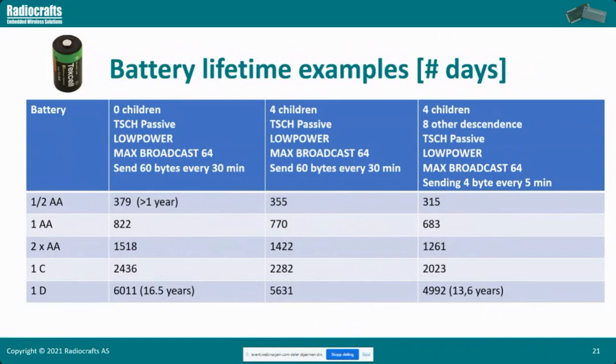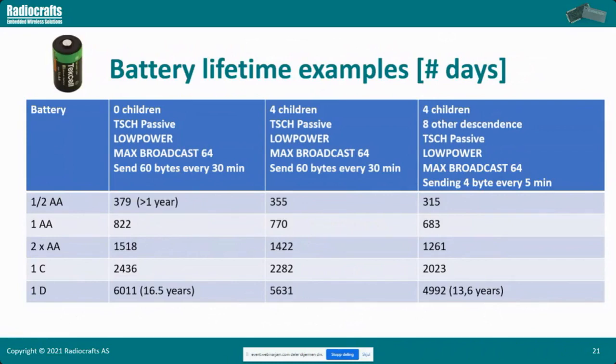So that will lead to half an AA battery lasting approximately 379 days, which is more than 1 year. And one AA battery will last for more than 2 years, maybe 2.5.